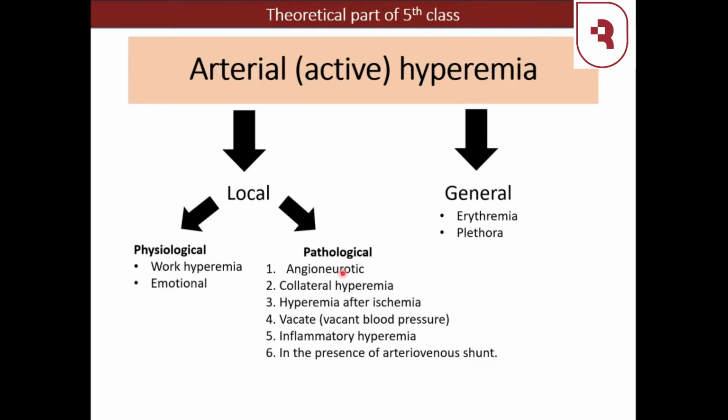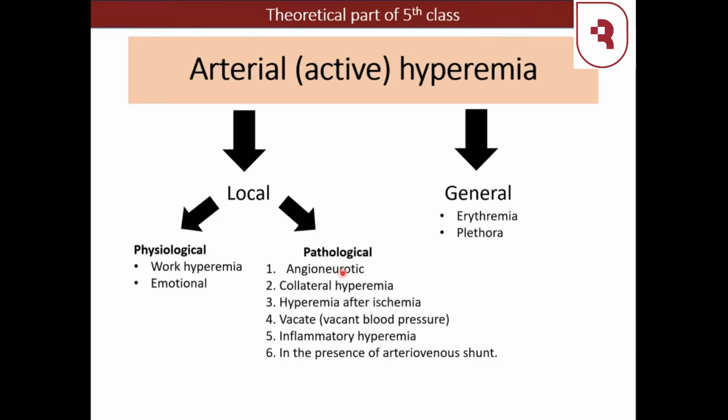Vacuum, or decreased blood pressure type of hyperemia, is associated with changes of atmospheric pressure in some areas on our skin or in our organs. Sometimes you may see it in surgical manipulation, when the surgeon uses a tool like an aspirator, and if the aspirator is applied to part of the organ, we will see vacuum hyperemia.